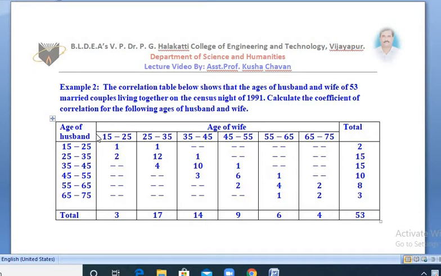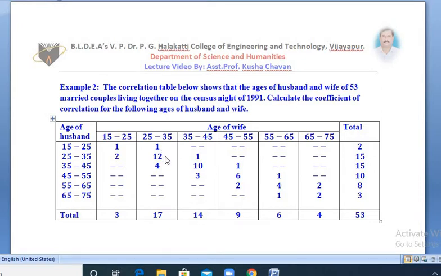Here, the data is given in two-way table form, that is, the age of wife over the class interval along the horizontal and that of age of husband along the vertical over the class interval. And here, the number of wives over the class interval 15 to 25 is 1 and that of number of husband over the class interval 15 to 25 is also 1. This is a bivariate frequency distribution, and similarly number of wives over the class interval 25 to 35 is 1 and that of husband over the class interval is also 1.